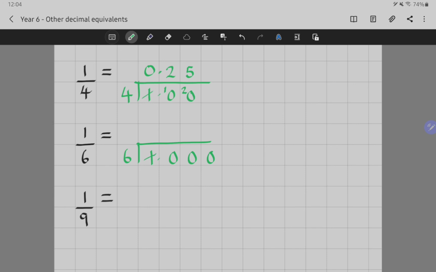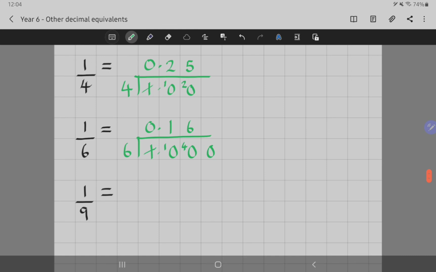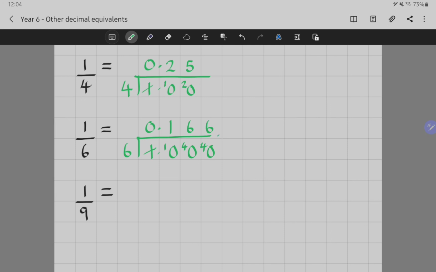6 into 1 doesn't go. 6 into 10 goes once, with 4 left over. 6 into 40. Well, how close can I get? 6 times 6 is 36, which leaves me with 4 left over, which would be 6 again and again. That would keep going on for infinity. 6, 6, 6, 6, 6.